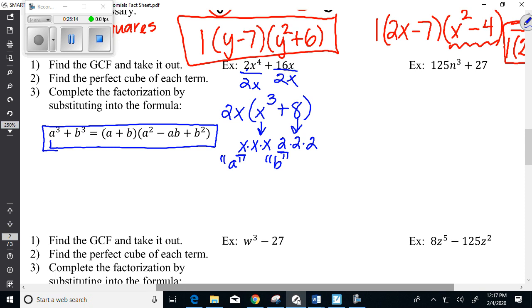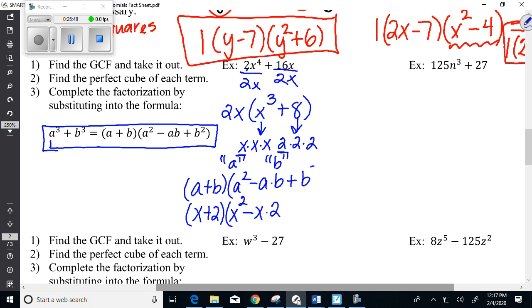So now you just have to make sure you pay attention to what you're doing. A plus B is pretty simple. So that's x plus 2. A squared means take whatever the A portion was and raise it to the second power. So x squared, minus A times B. So minus x times 2, which is 2x, plus B squared, so that's 2 to the second power, which will end up giving you 4.